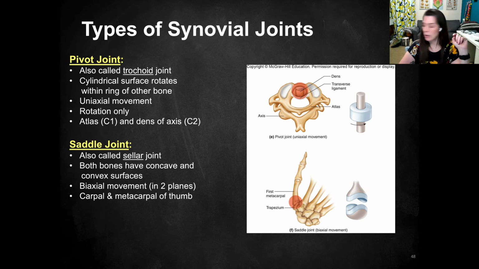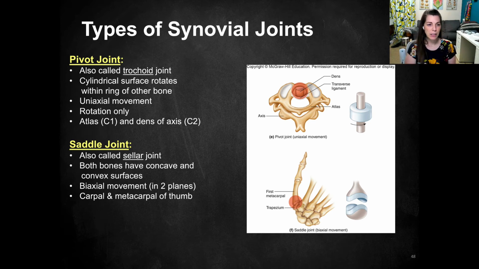Pivot joint, atlas and axis. Well, this is my clavicle, but the atlas sits on top of the axis. And you have cylindrical surfaces and they rotate. You have a ring that actually rotates on another bone, and it's uniaxial movement. So it's only rotation, that's it. And so it's your first cervical vertebra and your second cervical vertebra directly below your skull.